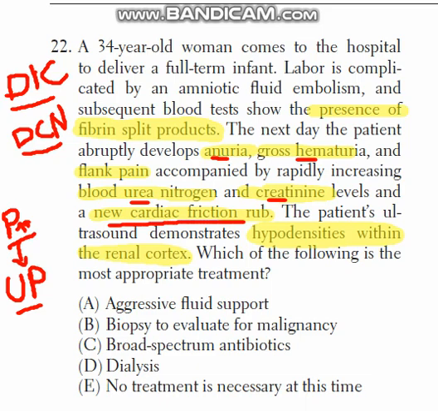So which of the following is the most appropriate treatment? Aggressive fluid support: if the patient is given more fluid, the kidney is already not working, so the fluid just increases the intravascular pressure and further worsens the condition. It is not good. Biopsy to evaluate malignancy: no need for a biopsy, because there is no bacterial or autoimmune mechanism, it is just diffuse cortical necrosis. Broad-spectrum antibiotics: no, because there is no bacterial infection.